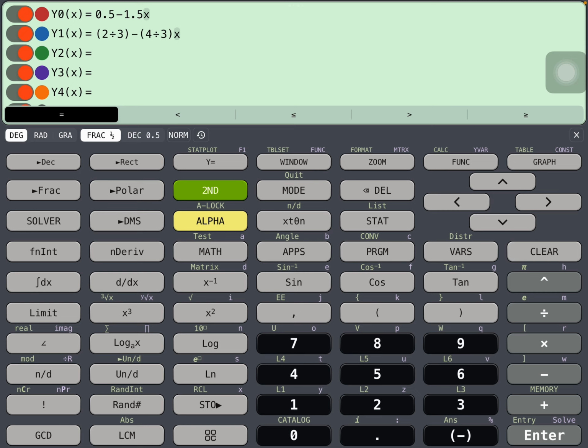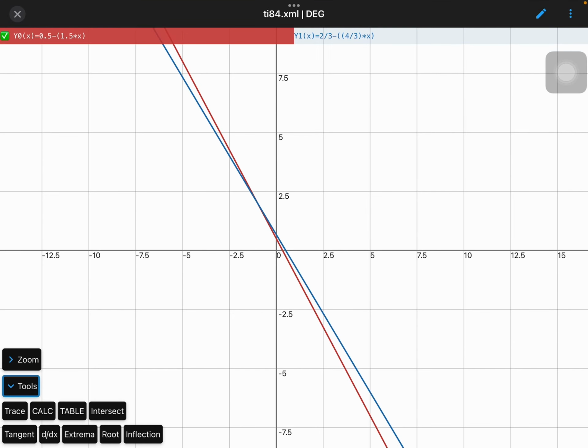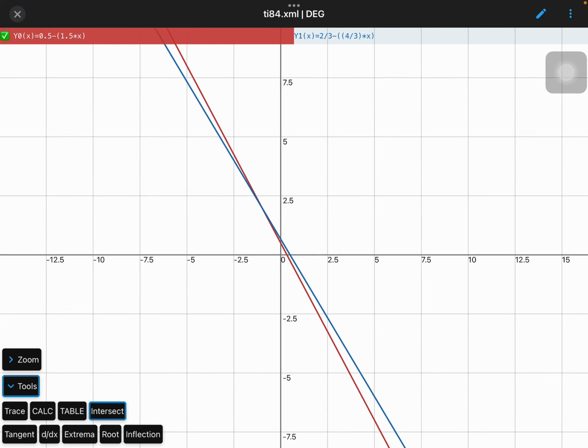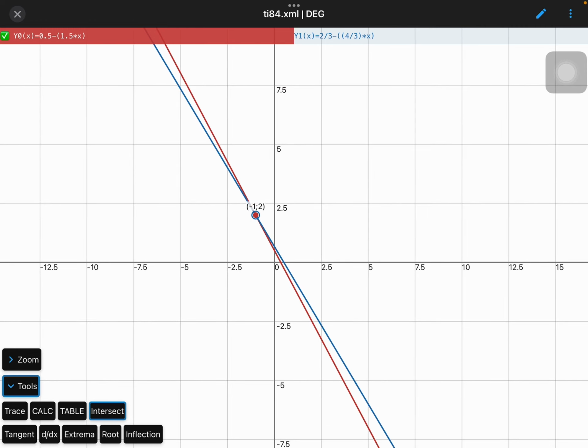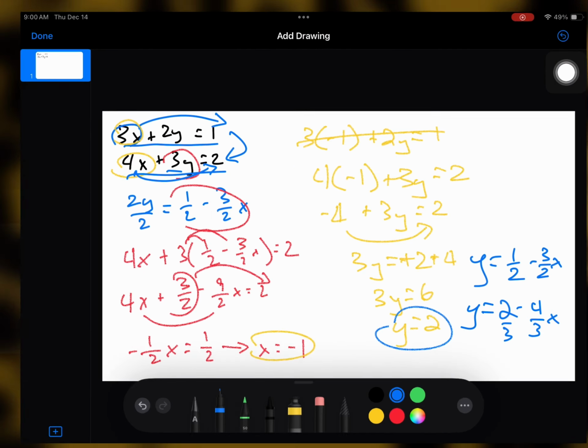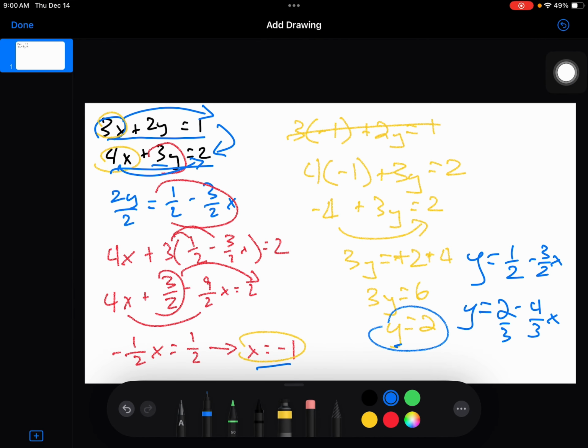So I've got my two functions in there, and then I'm going to graph, and we'll see where it intersects. In fact, there we are. Negative 1 and 2, and so that confirms negative 1 and 2 right there. So that's two different ways to do these.